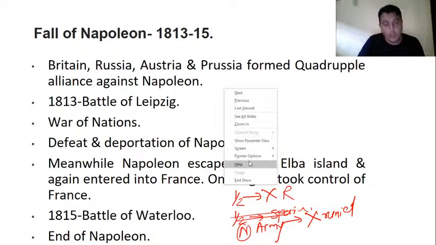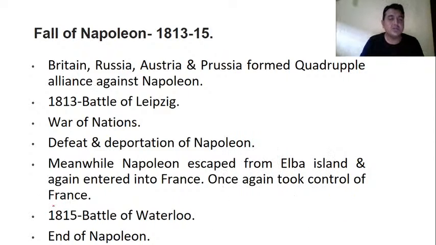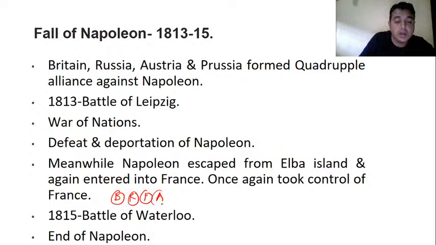Now what? When Napoleon entered France, he assumed power and again started thinking of taking revenge on Britain, Russia, Prussia, and Austria. For that, he gathered forces and attacked these powers. And these four powers versus Napoleon once again, this is known as the Battle of Waterloo. The Battle of Waterloo ended Napoleon. It is the end of Napoleon. The Battle of Waterloo was a one-sided battle.